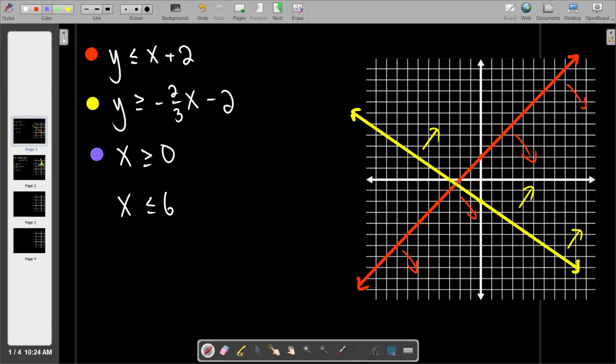What is it when there's only an X? It's just at the origin. Who said vertical? Thank you, Peyton. Very good. It is a vertical line. So I'm going to go to wherever X is equal to 0, and I'm going to graph a vertical line like this. The purple line is vertical.